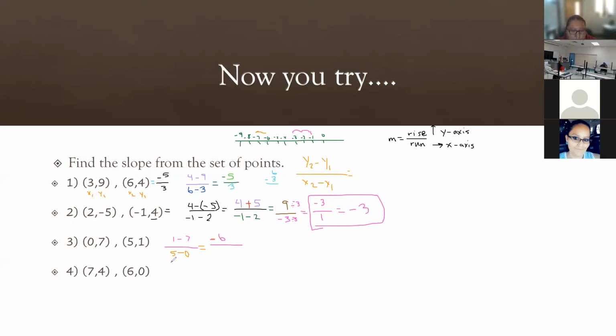Then below, 5 minus 0, that just became a negative 5. So you can leave it like this, or you can put the negative in between, at the beginning, and put 6 over 5. These two are the same in both ways.